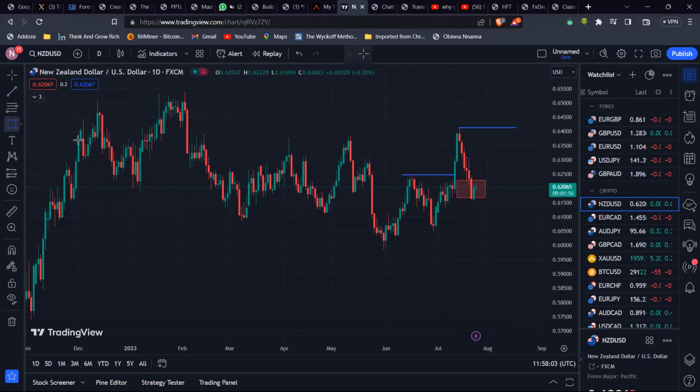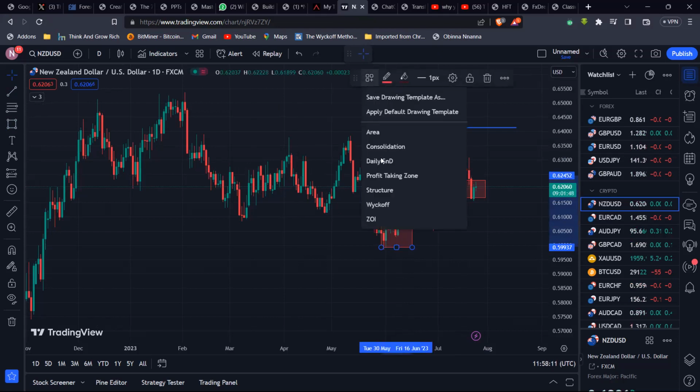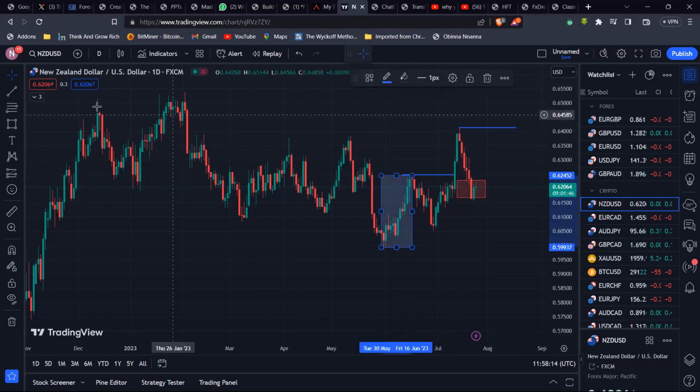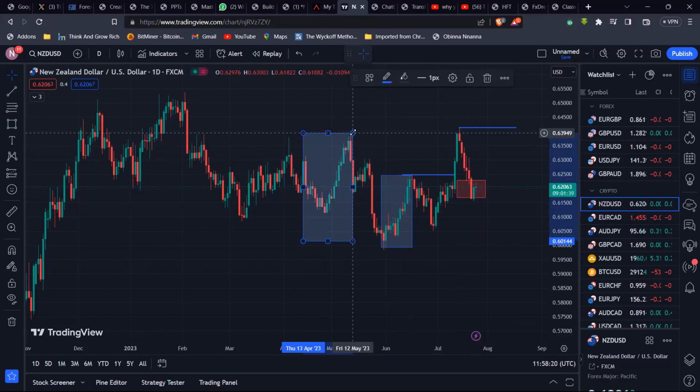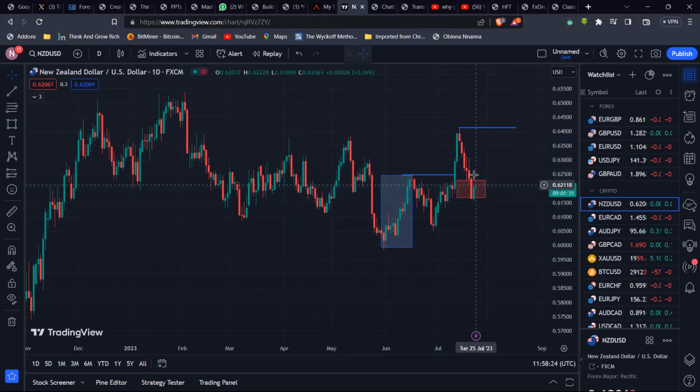So in terms of context, price went from this low to this high. Then we tapped into, pull this over here. Let's just delete this. And then you can see we pull back down.